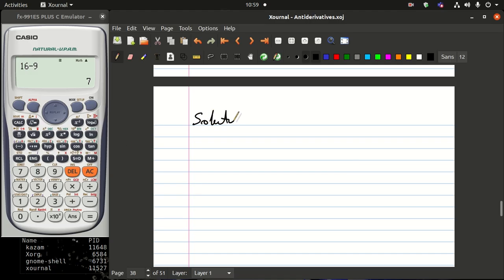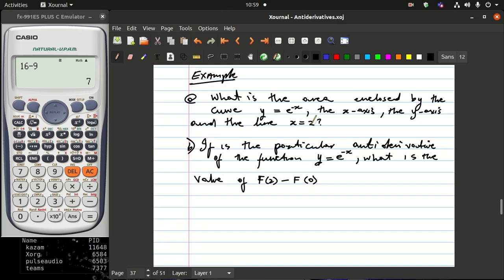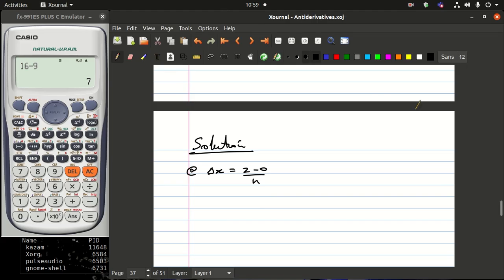So let's start with our solution here. This solution is actually going to be very easy because in A you just need to find your delta x, and of course because we're moving from 0 to 2, we have delta x equals 2 minus 0 divided by n. Where is this 2 coming from? It is this 2. Where is the 0 coming from? The y-axis. So that is just the same as 2 over n.